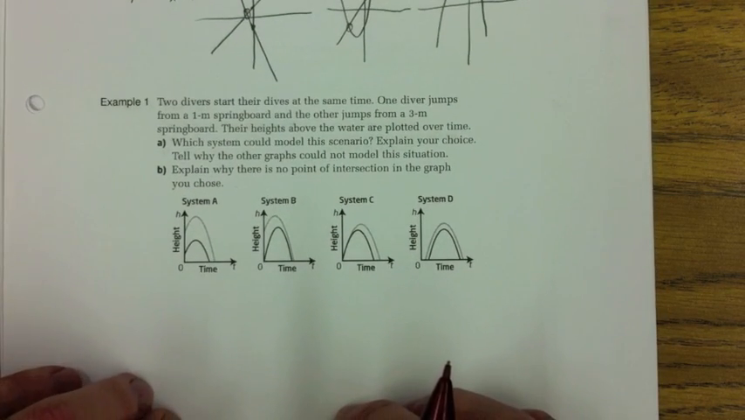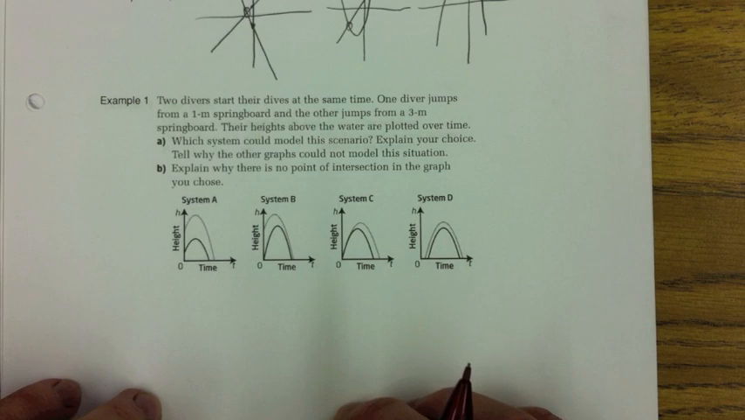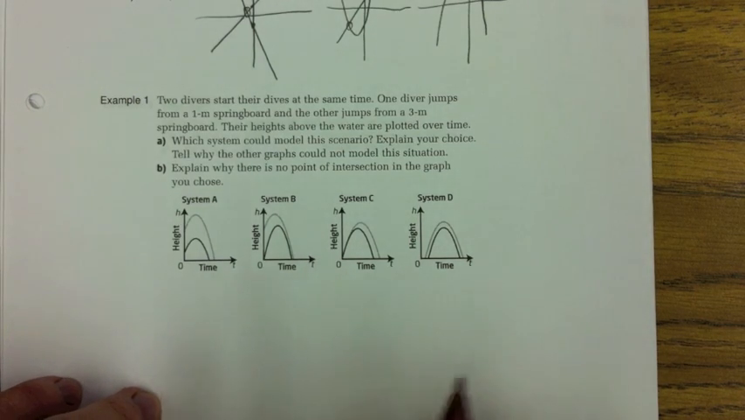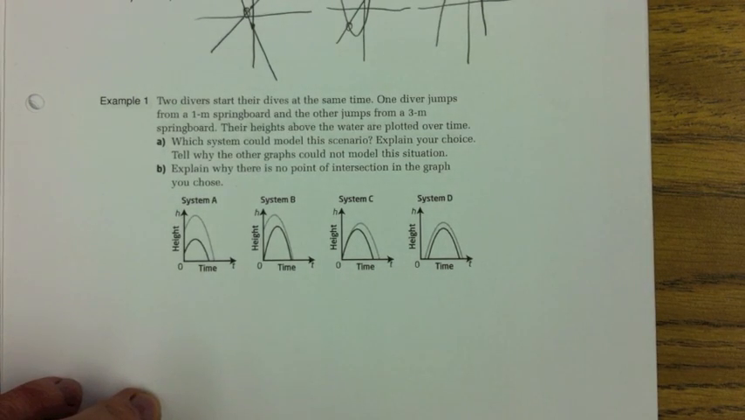One of the reasons that mathematicians take a look at systems of equations is that sometimes they occur in real life. Let's take a look at example 1. It says two divers start their dives at the same time. One diver jumps from a 1-meter springboard and the other jumps from a 3-meter springboard. Their heights above the water are plotted over time. A. Which system could model this scenario? Explain your choice. Tell why the other graphs could not model this situation. And B. Explain why there is no point of intersection in the graph you choose.